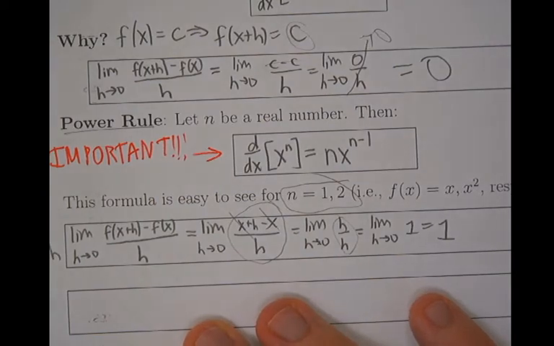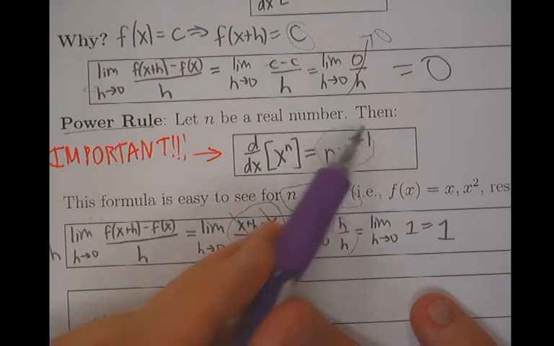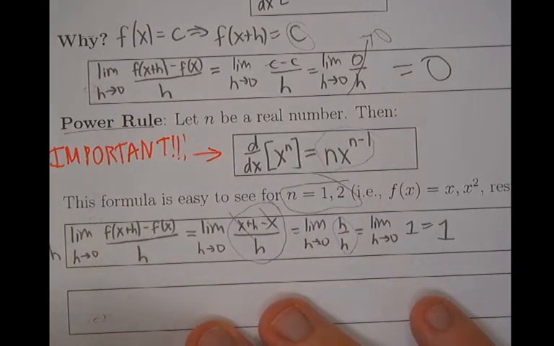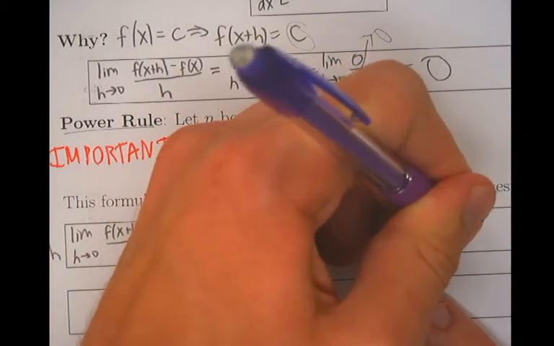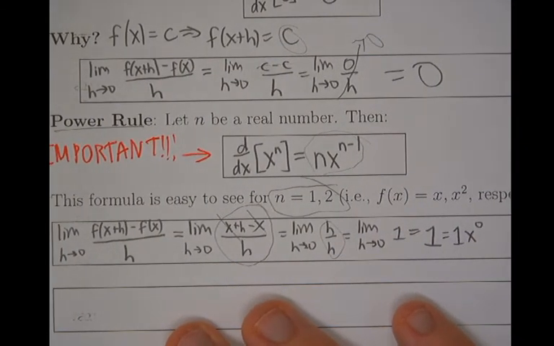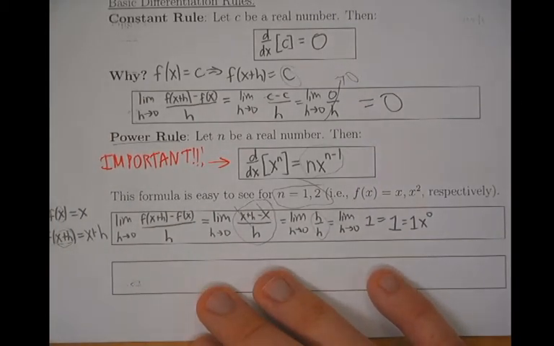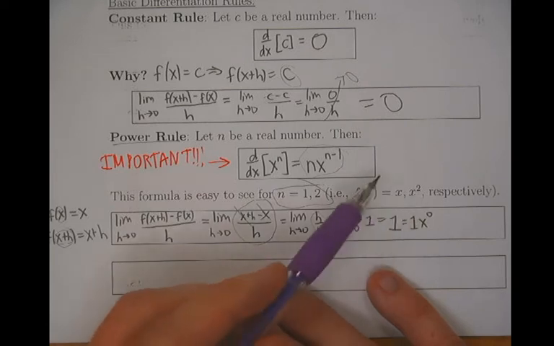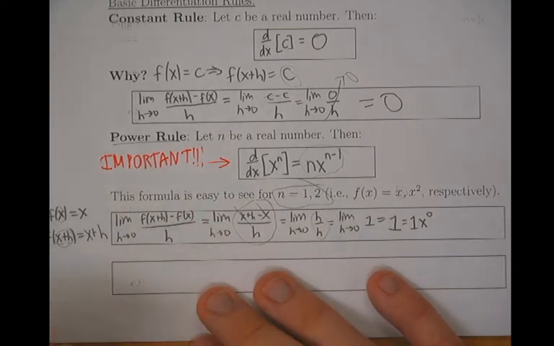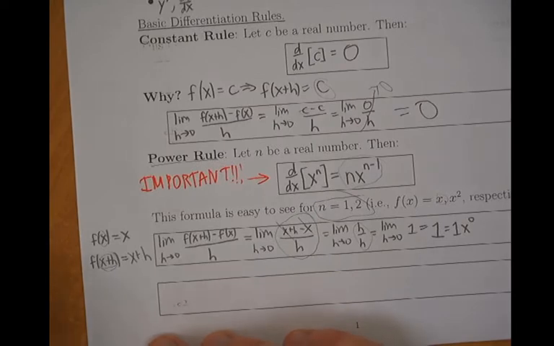So then you think, okay, well that's good, but in this case, we want something that looks a bit more like this. Well, you're in luck because remember, x to the 0 is equal to 1, right? So this is the same thing as 1 times x to the 0. So that's how we can reconcile the power rule with n equals 1 here. Okay? So then we'll just do the x squared case next, and then we'll move on.